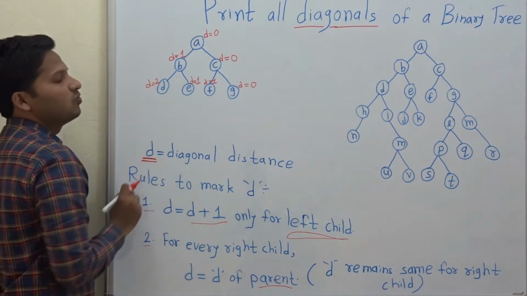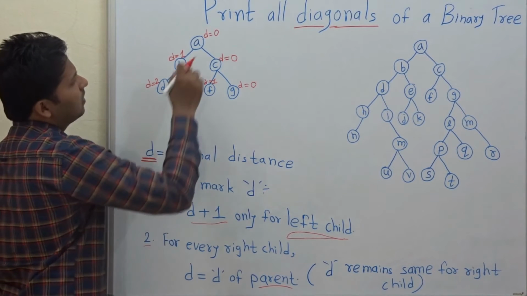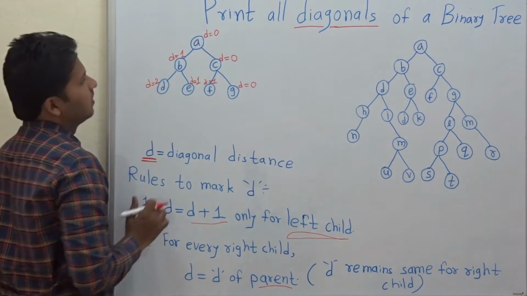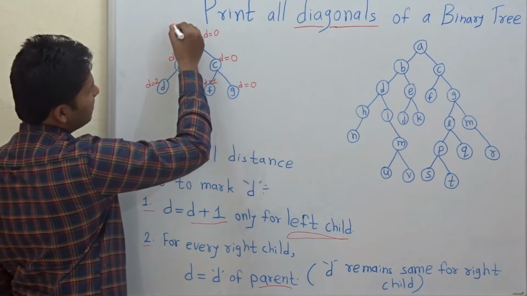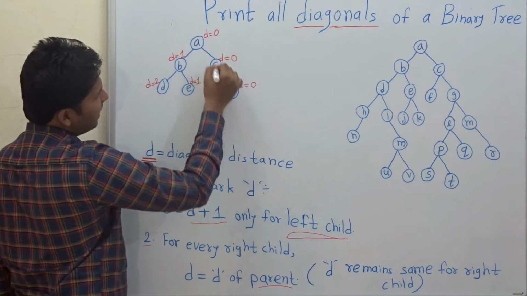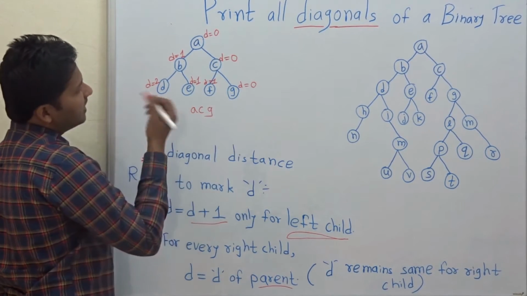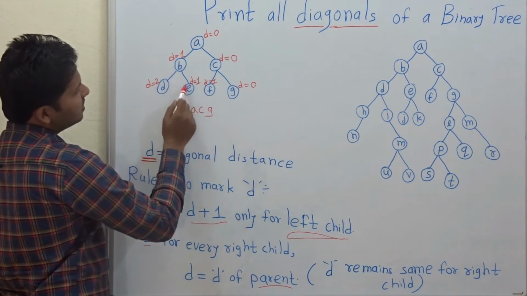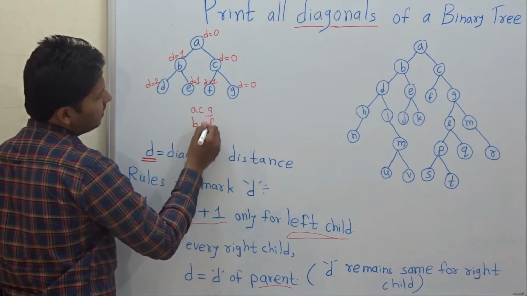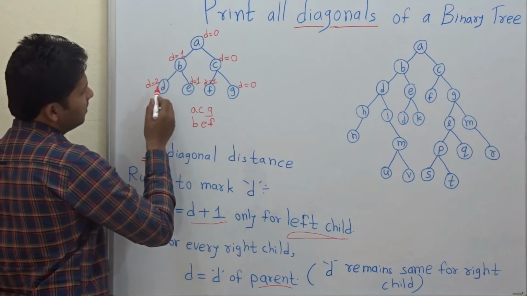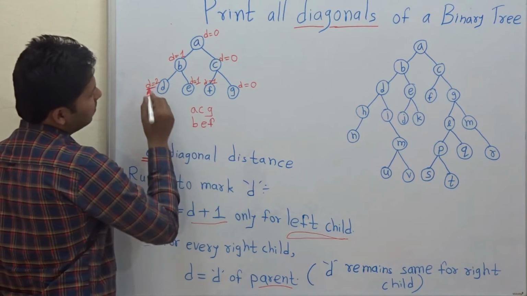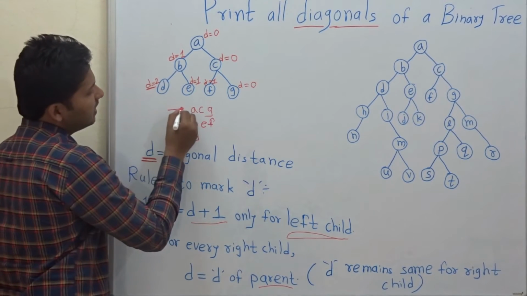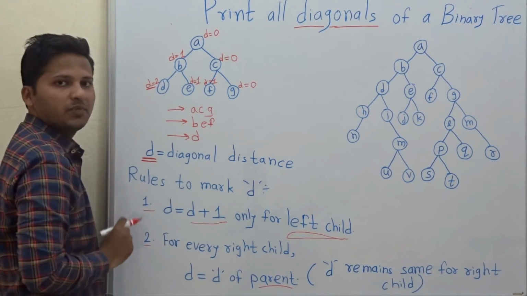So this is how we mark the diagonal distance. Now let's find out the diagonals. The nodes with the same diagonal distance fall in the same diagonal. So D is equal to 0, D is equal to 0 and D is equal to 0. They form a diagonal. So the first diagonal is A, C, G. Now the second diagonal is the nodes with distance 1. So D is equal to 1, D is equal to 1 and D is equal to 1. So these three nodes, B, E and F. And the third diagonal is for D is equal to 2. Only one node is there with distance 2. So that is the third diagonal.